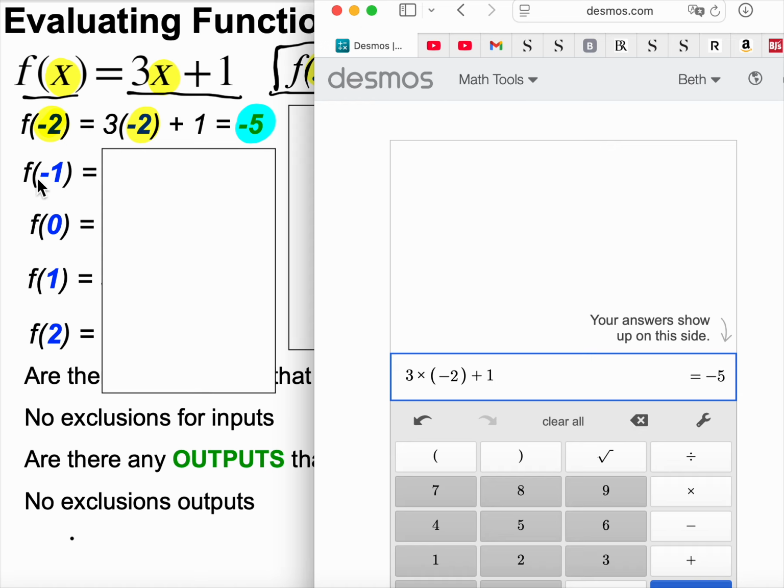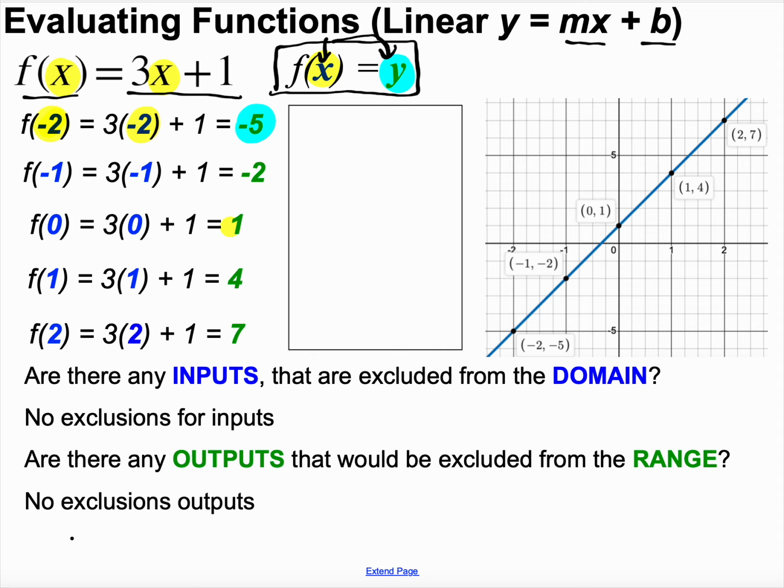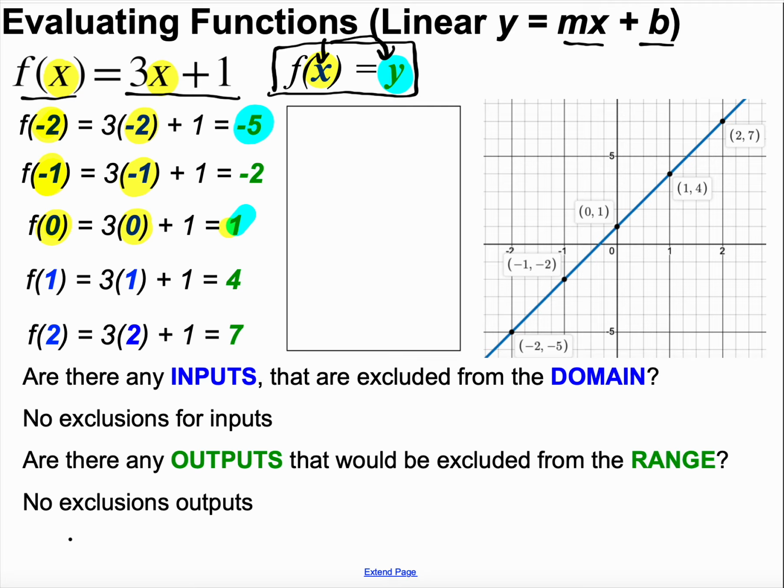And if I wanted to do f of negative 1, I would just say 3 times negative 1 plus 1 is equal to negative 2, and so forth. And so that's how I'm going to evaluate this function. Everywhere I change the input, everywhere there's an x, I'm going to put a negative 1, and I'm going to evaluate it. F of 0 just means substitute in 0 for x, and I get a y value of 1.